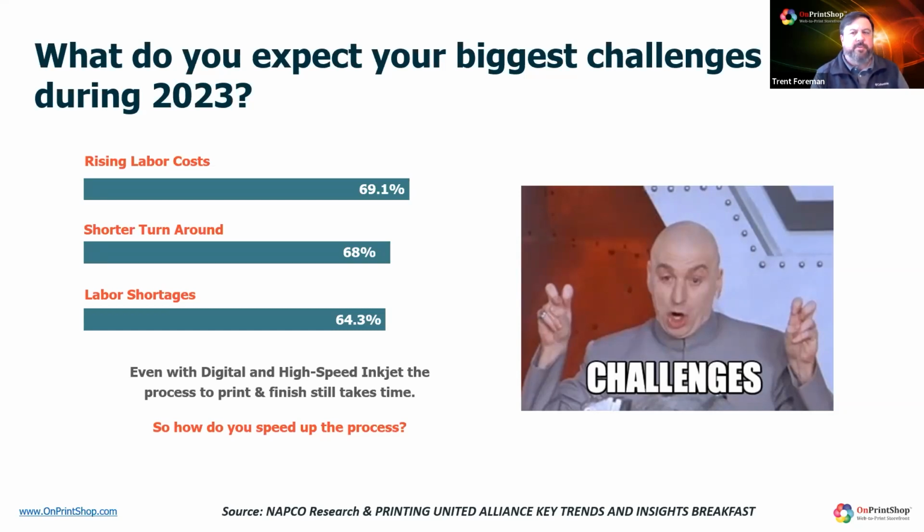But really what we want to focus on is number 2: those shorter turn times. This is where OnPrintShop wanted to continue to focus our efforts. We've been saying this for many years: we are a society of I need it yesterday. Patience is a lost virtue in a lot of places. Customers don't really know what it takes to produce any type of product in any type of quantity.